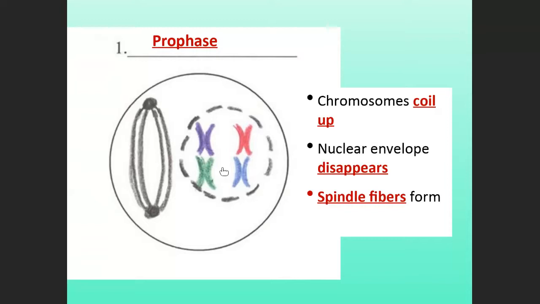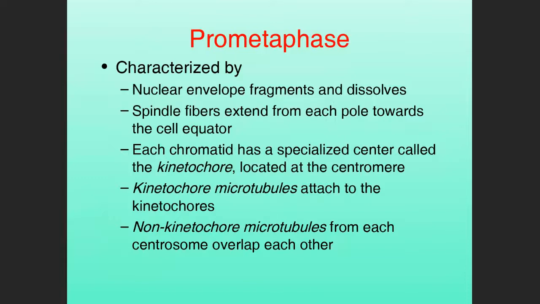We see here, this is the condensation. The nuclear membrane and nucleolus are going to disappear, the chromosomes coil up, the nuclear envelope disappears, and spindle fibers are formed. In prometaphase, which is also part of the prophase, the nuclear envelope fragments and the fragments are dissolved, and spindle fibers extend from each pole towards the cell equator. Each chromatid has a specialized center called the kinetochore, located in the centromere, and the kinetochore microtubules are attached to the kinetochores.